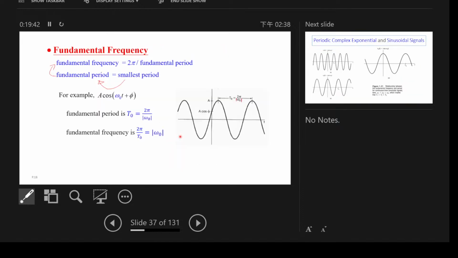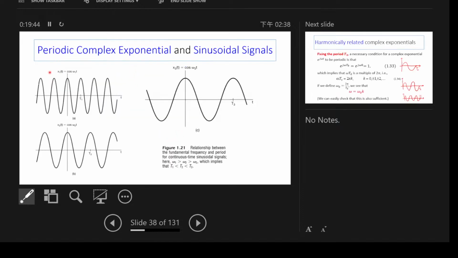Okay, and then we get some qualitative feeling between the period and the fundamental frequency. We see that when we have a signal with lower and lower frequency, so we have omega 1, omega 2, and omega 3, and the frequency is getting lower and lower, then you see the signal is oscillating slower and slower. On the other hand, you see the period getting bigger and bigger. Okay. So this is an idea about the frequency and the period.